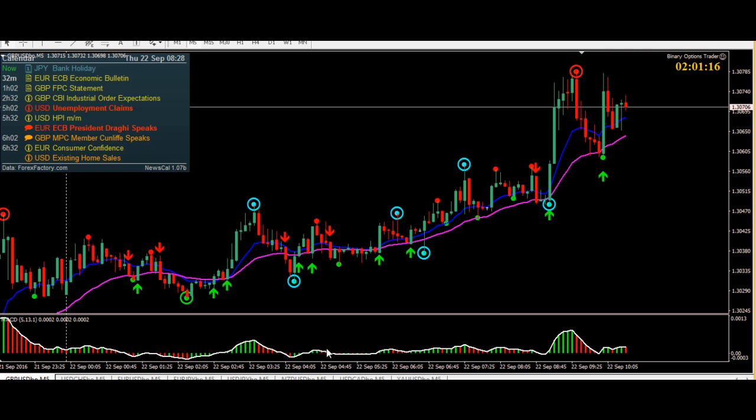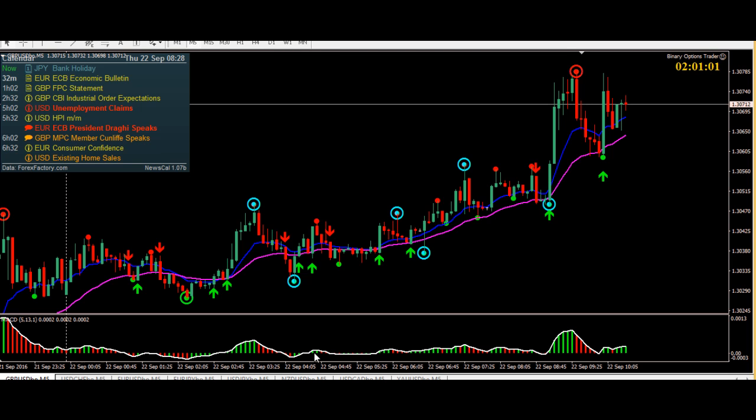Also look at the MACD. What does the MACD say? Look at this, MACD is parallel. When MACD is parallel, you don't trade. You see, you don't trade. Look at this MACD, when it wasn't parallel, most of the trades were won here.